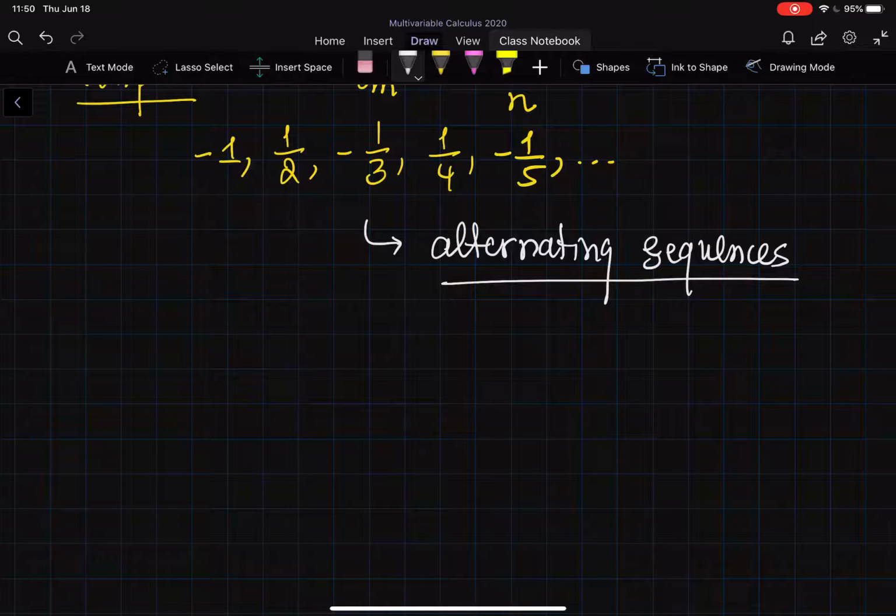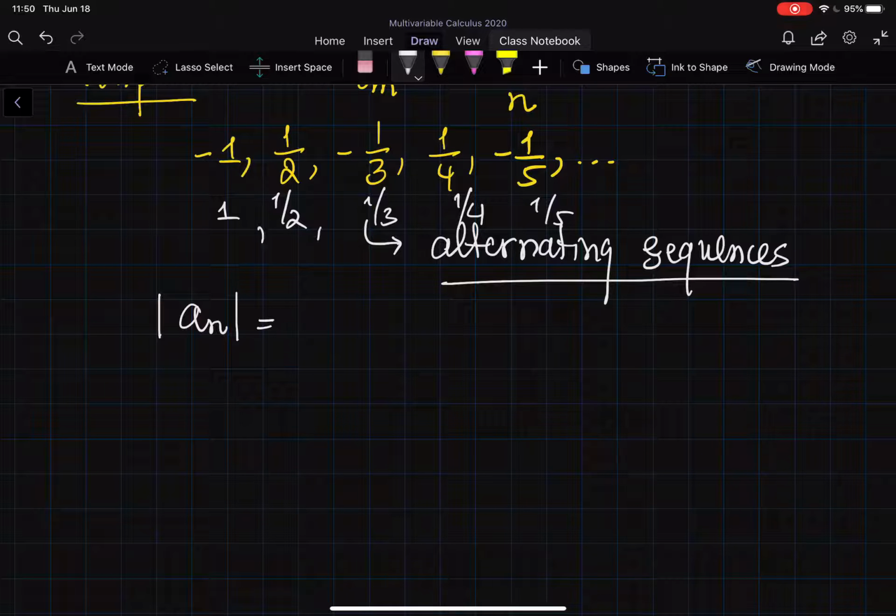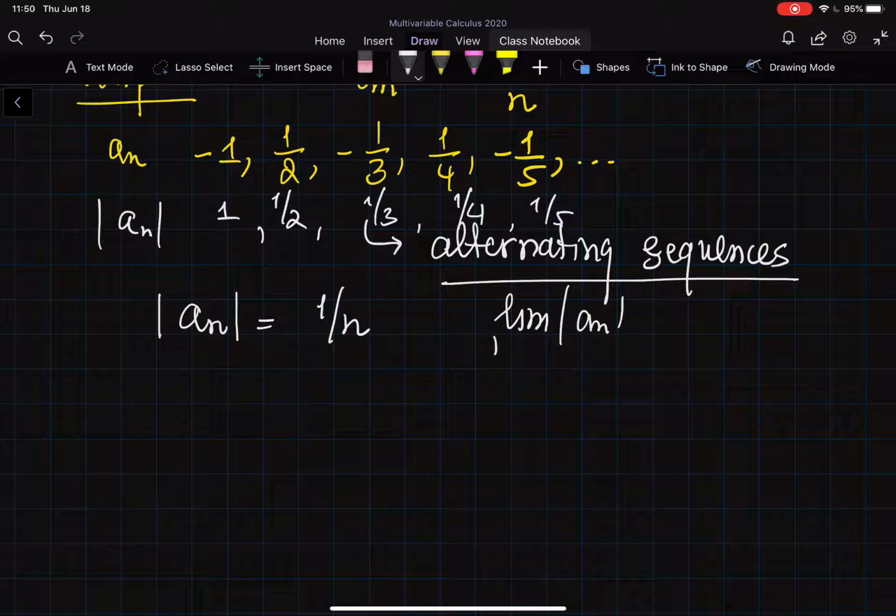In this case, what we have to do first is find the absolute value of a_n. If you find the absolute value, it's going to be 1, 1 over 2, 1 over 3, 1 over 4, 1 over 5, and so on. So they are the absolute values of a_n, and here are just the a_n, right? You can see that when you find the absolute values of your sequence, you simply have 1 over n. So the limit of the absolute value of a_n when n goes to infinity is simply the limit of 1 over n when n goes to infinity, which is equal to 0.